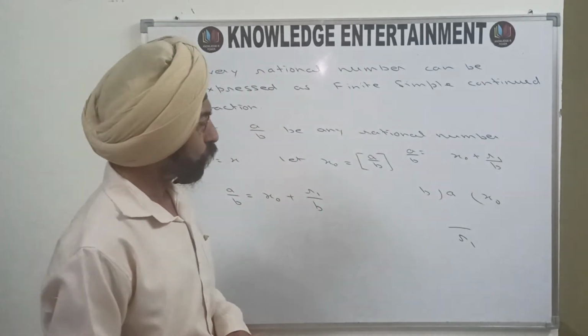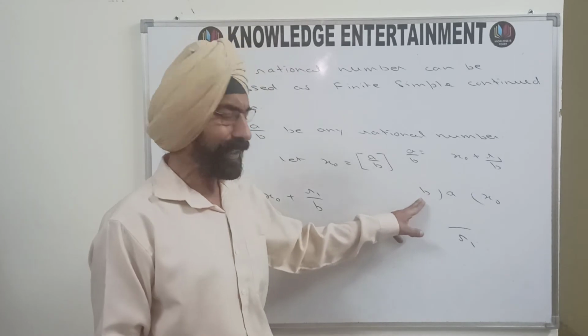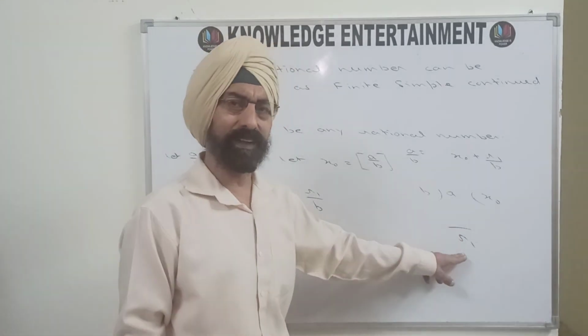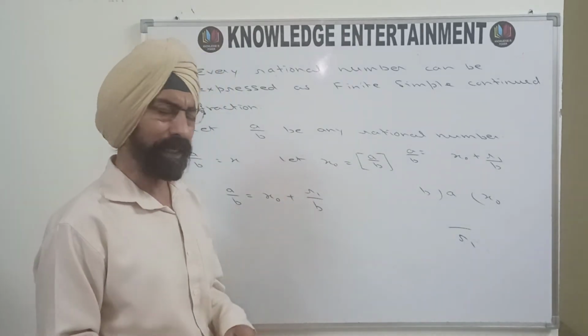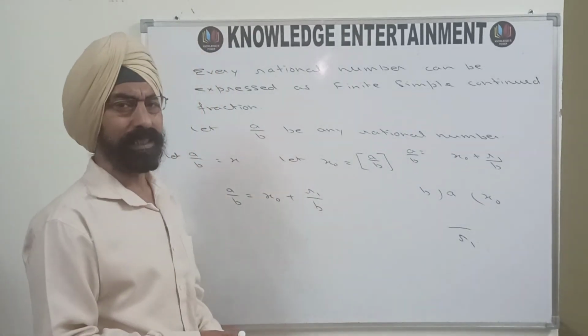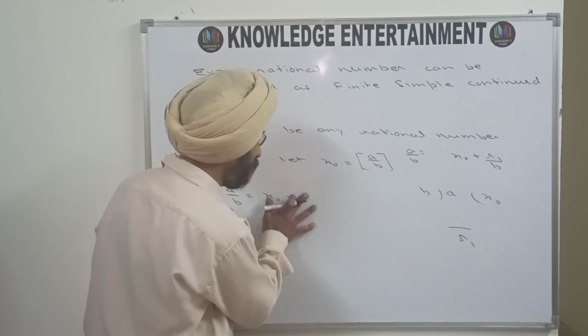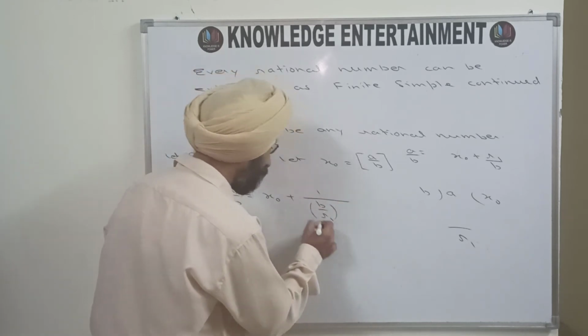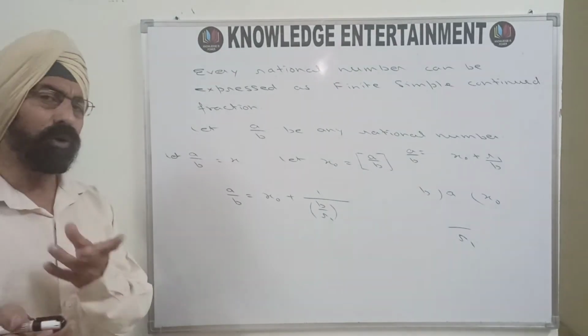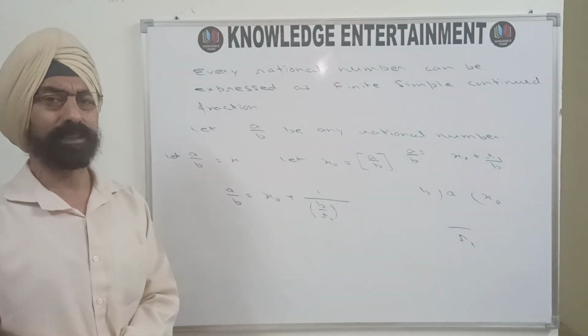Since you have divided by b and obtained remainder r1, definitely r1 will be less than b. You can write this r1 upon b as 1 upon b upon r1. And now repeat the process.